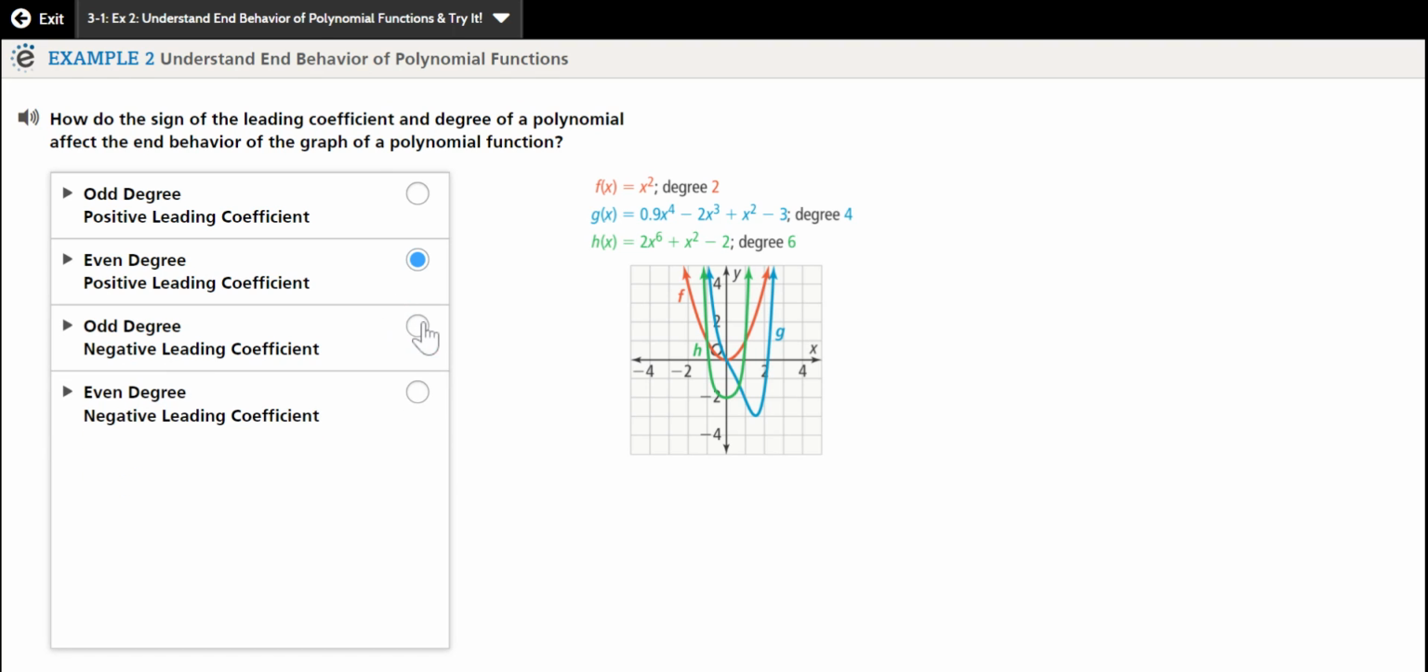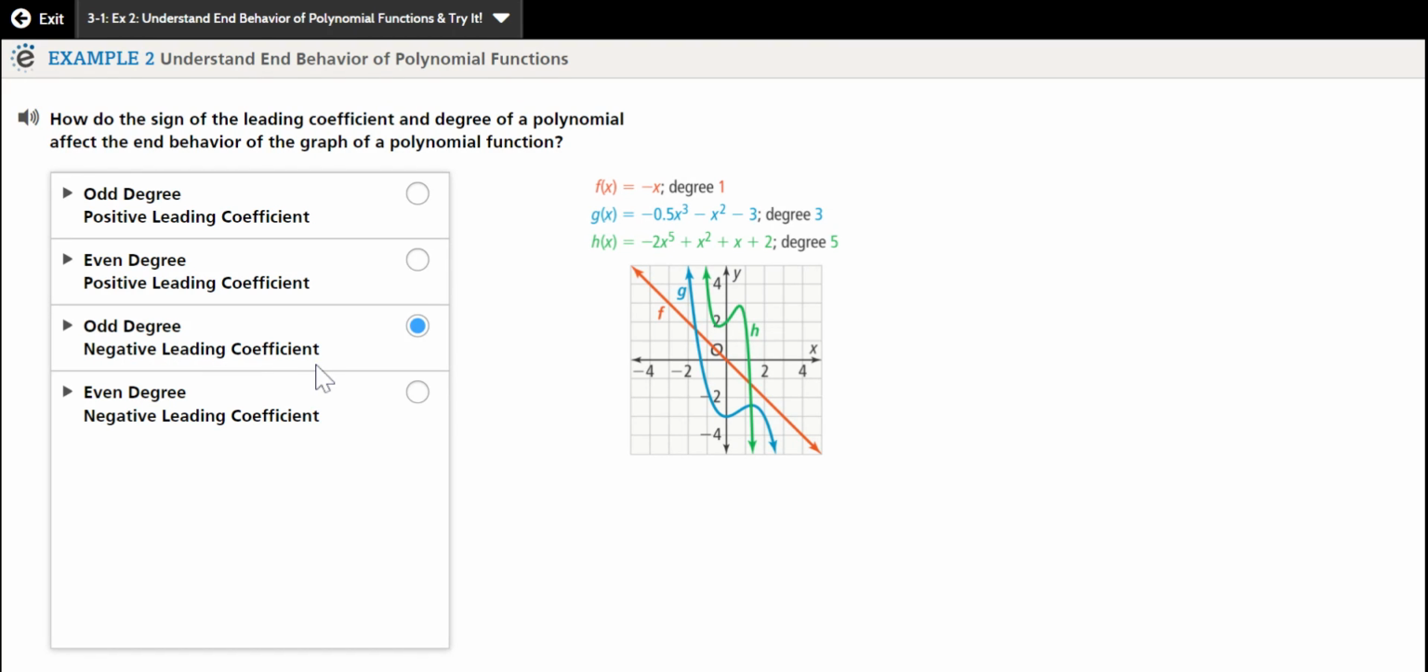All right, let's look at the third case, odd degree negative leading coefficient. You'll notice that the degree of each of these functions is odd. This one's 1, 3, 5. And then the leading coefficient for each of these polynomials is negative. So this is negative 1, negative 0.5, and negative 2 for our leading coefficients.